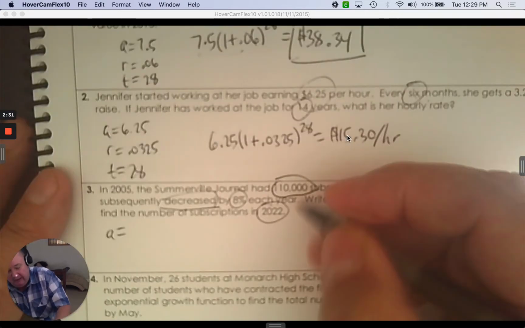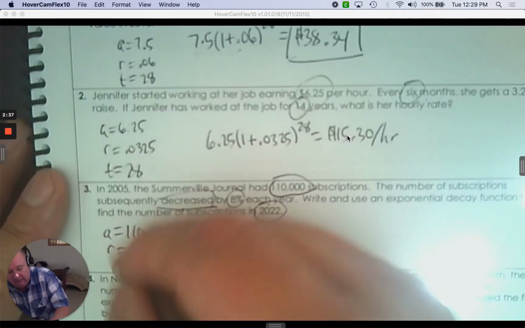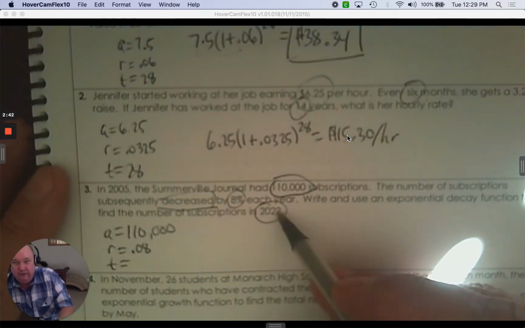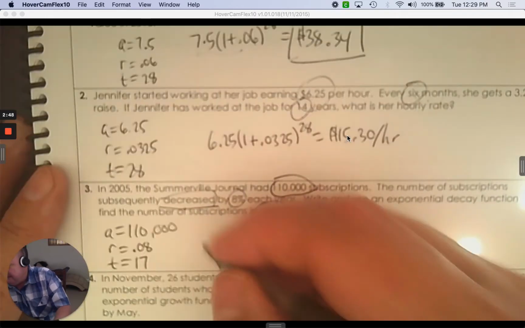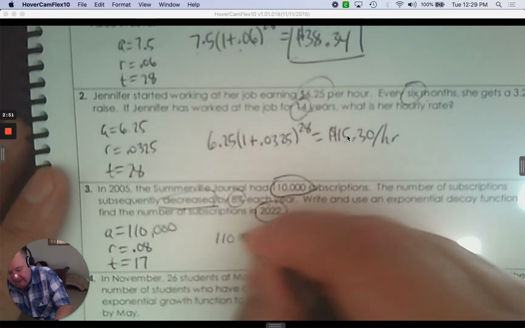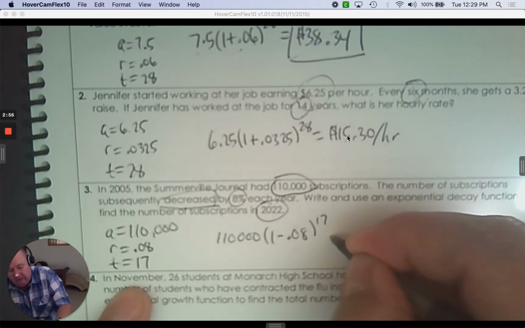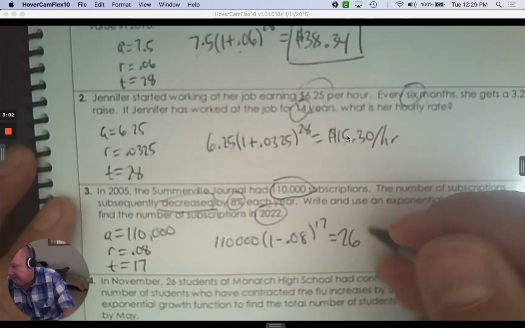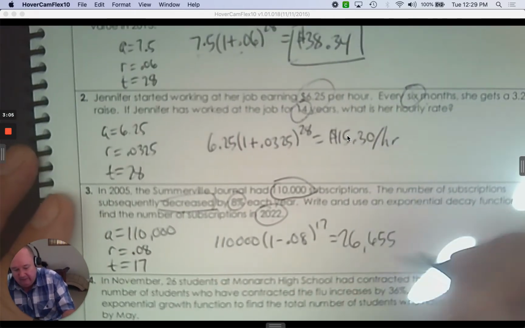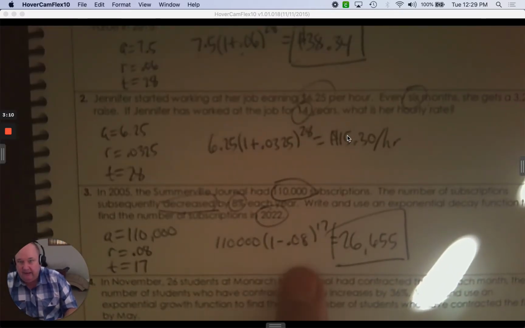All right, so how many do we have to begin with? 110,000. At what rate is it decreasing? 0.08. And then after how many years? From 2005 to 2022, that's 17. So now we write 110,000, 1 minus 0.08 to the exponent 17. And then use your calculator. And that's 26,655 subscriptions. So it went from 110,000 down to this number using a decay model.